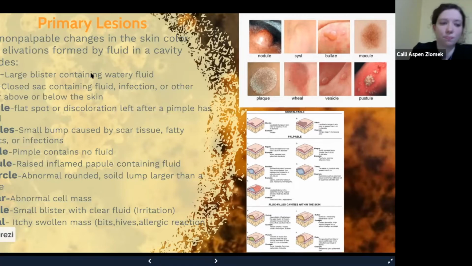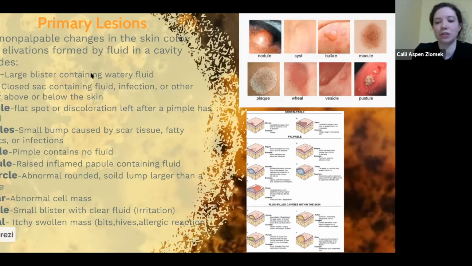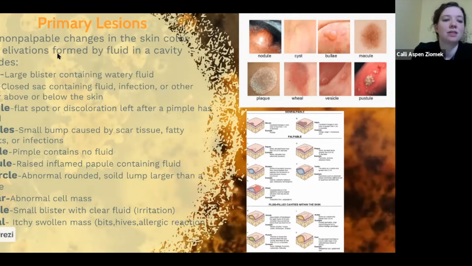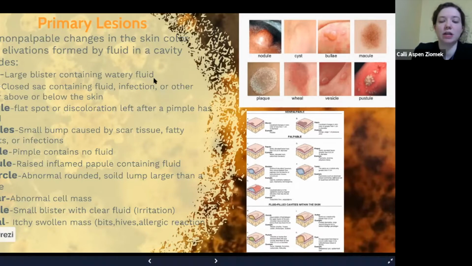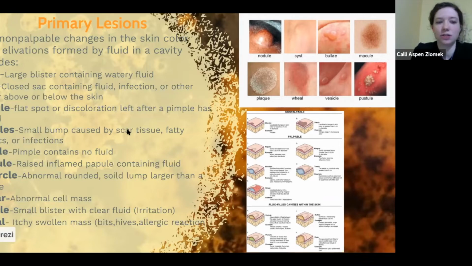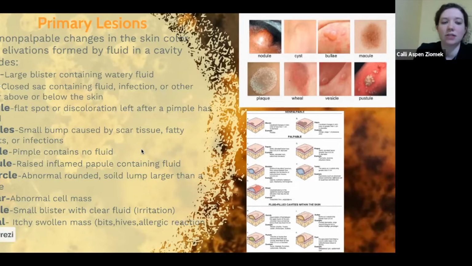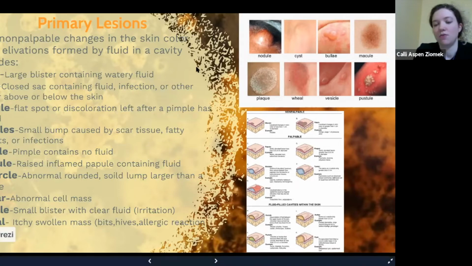And I apologize for my poor pronunciation of any of these words. If you know how to pronounce them correctly, please correct me. So we have bulla, which is a large blister containing watery fluid. That would be the third image on the top. You have cyst, which is a closed sac containing fluid and or an infection, as well as other matter above and below the skin. That would be the second picture on the top. The macule, which is a flat spot or discoloration left after a pimple has healed. So that would be the fourth image.